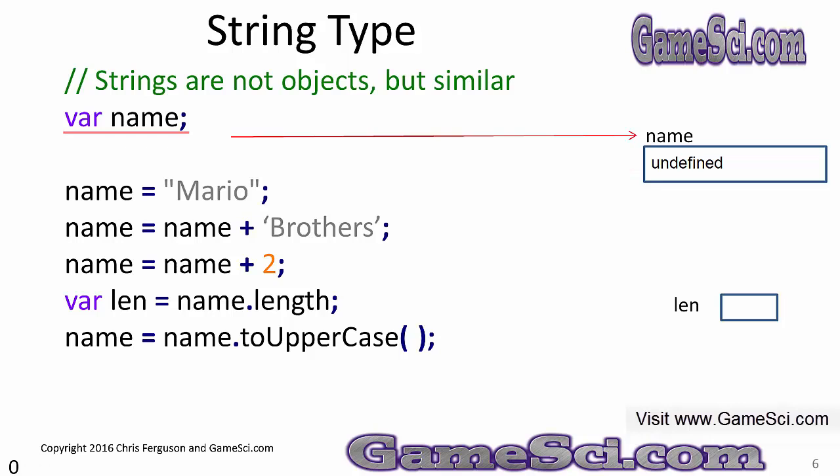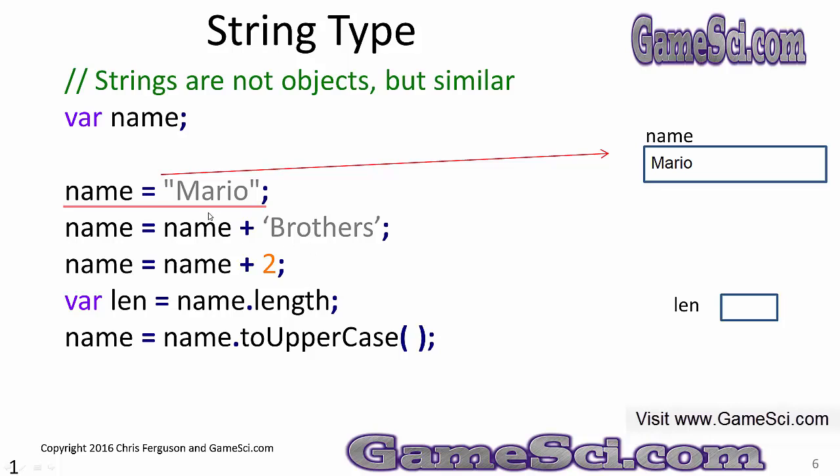If I tried to print this, it would be undefined. It wouldn't have a value. So let's give it a value. Name equals Mario. So I'm going to store the character string Mario in the name variable. Again, strings are types. I'm just going to store this value in there. Remember the 3 things about a variable that you have to know. Variables have a name. Well, this one's pretty clear. It's called name. Variables have a type. In this case, it's going to be a string. And variables have a value. This variable now has a value of Mario.